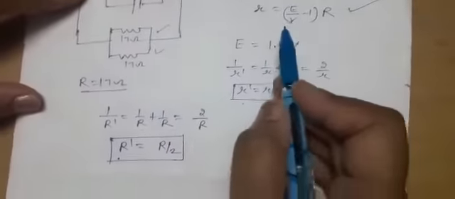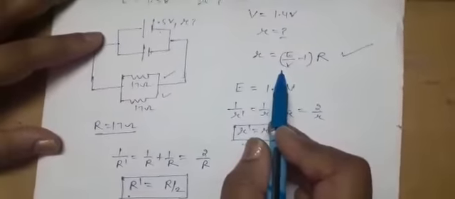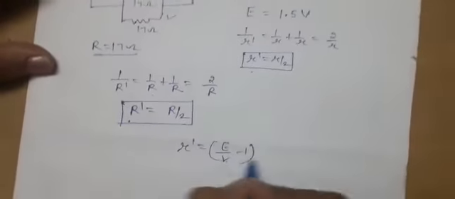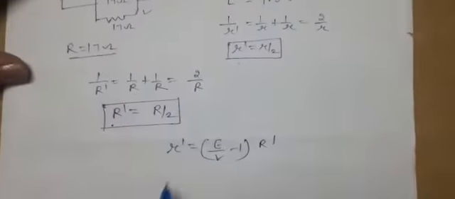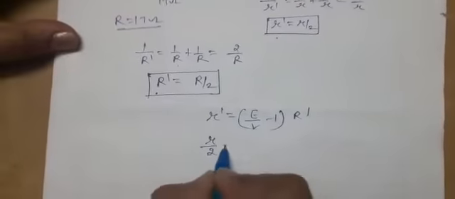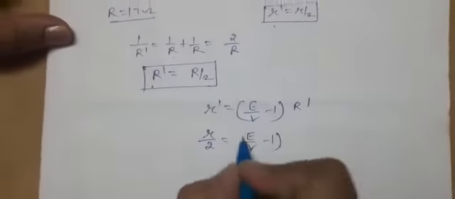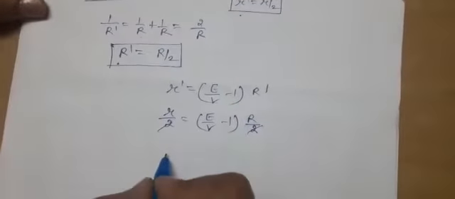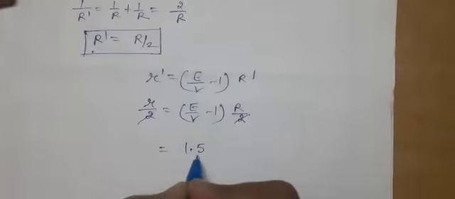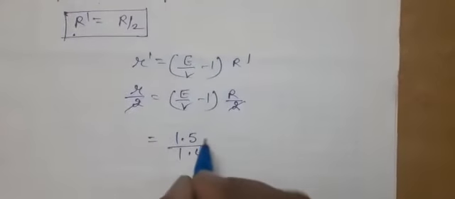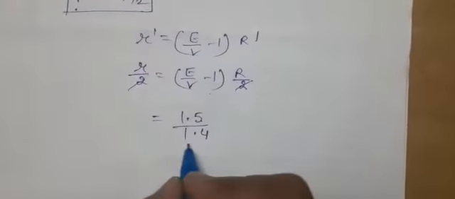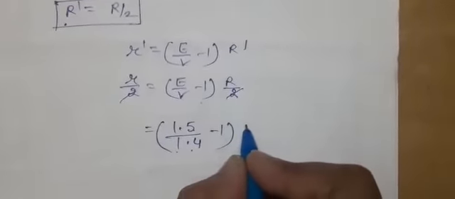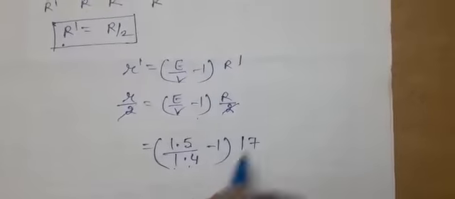Now if you will substitute the values in this formula, how to proceed? You will take the result as r dash is E upon V minus 1 into R dash. So R dash you will write it as R by 2. E upon V minus 1 into R by 2. 2 will be cancelled. Now simply E is given to be 1.5, V is given to be 1.4, minus 1 into resistance R, that is resistance R is 17.